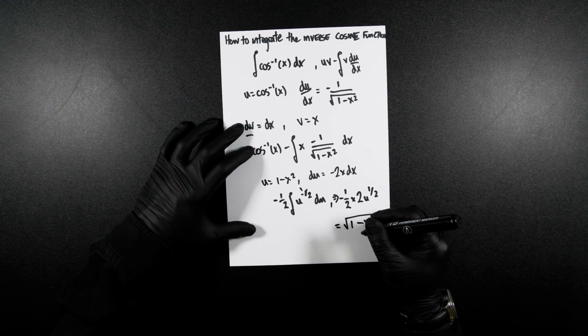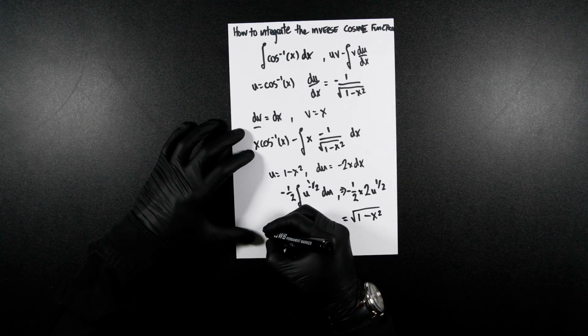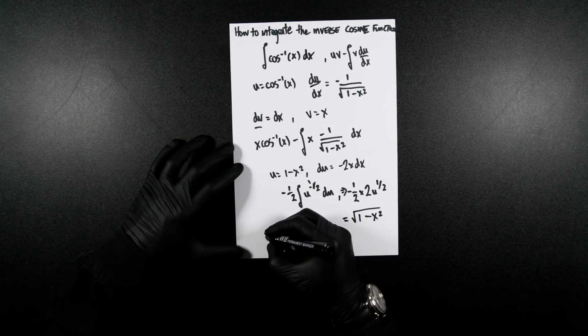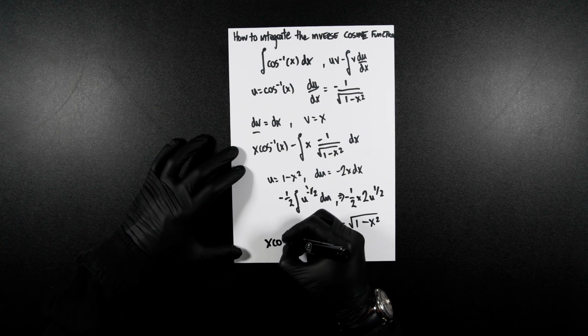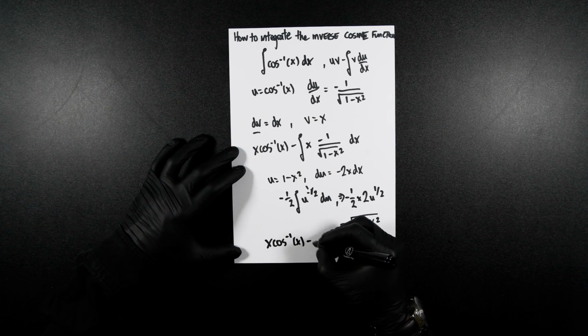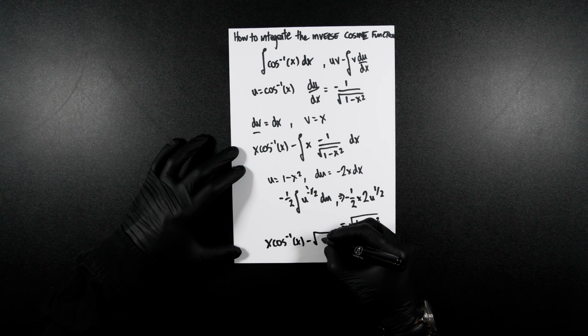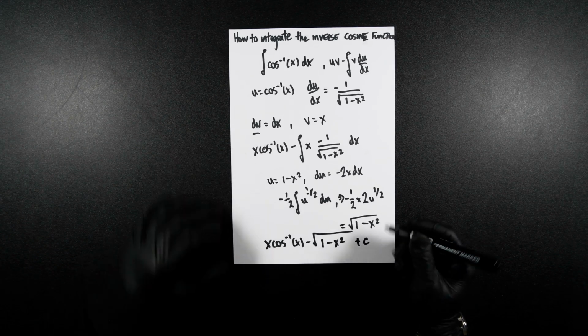So now let's bring it all together. We've found out this part and we've integrated this part. So the total integration of the inverse of cos is going to be x cos⁻¹ x minus the square root of 1 minus x squared plus c. And you're done.